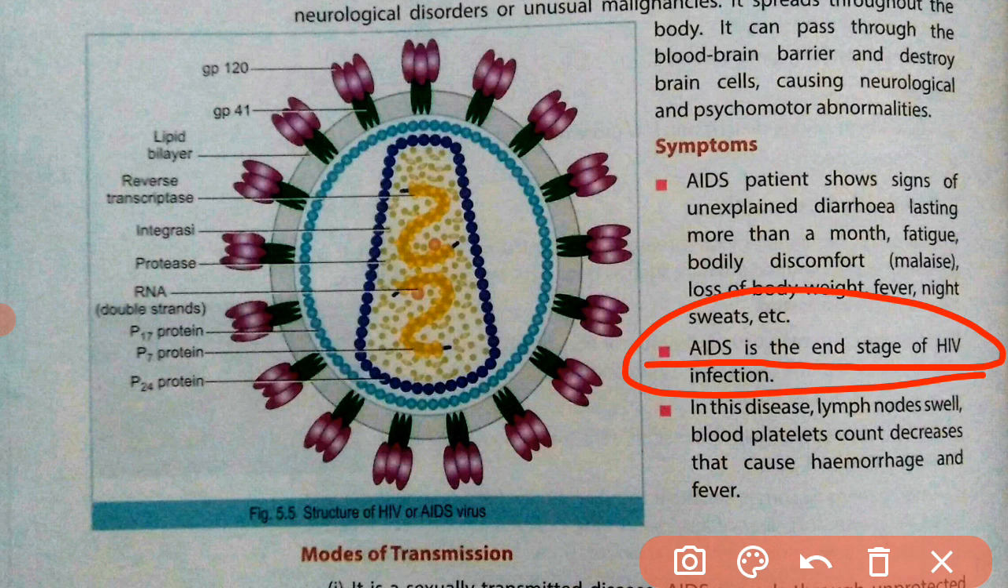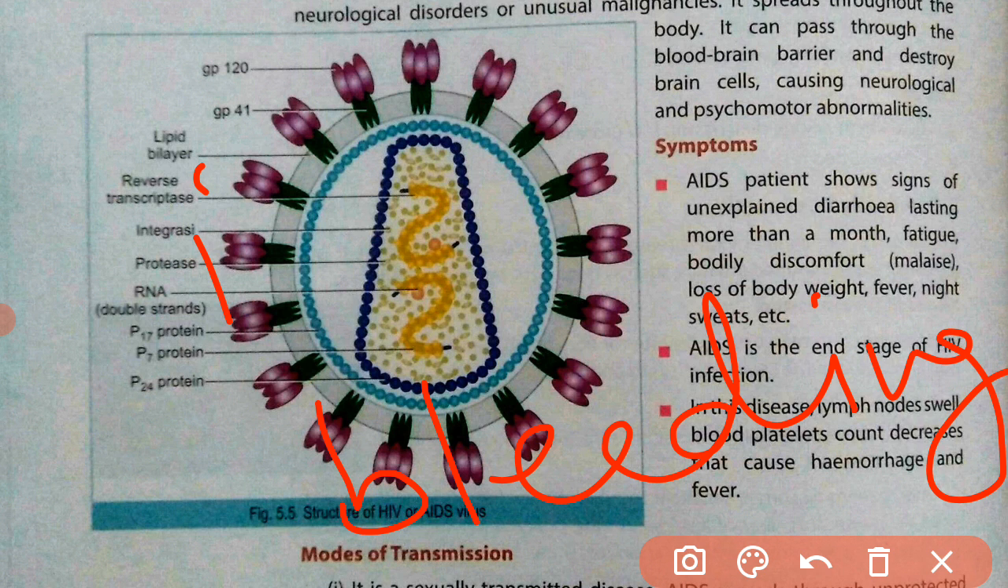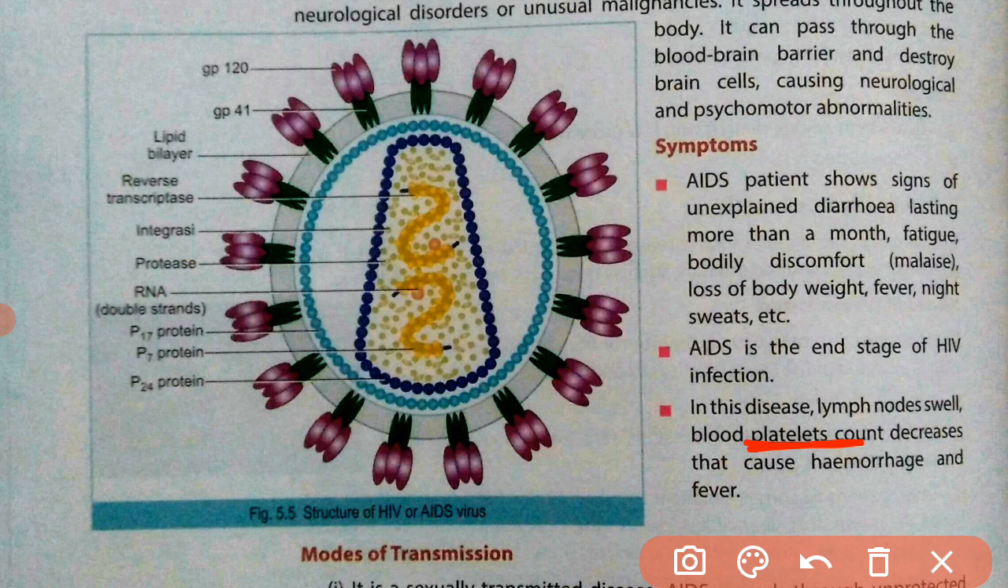AIDS is the end stage of HIV infection. Because of the very weak immune system, lots of infections can occur in the body of the patient, and because of those infections at last the person suffers with AIDS. In this disease, lymph nodes swell up, and the number of platelets in the blood decreases, and hence it causes hemorrhages and fever. Hemorrhage means bleeding, internal bleeding. Because of the decrease in platelet count, the bleeding cannot stop easily.